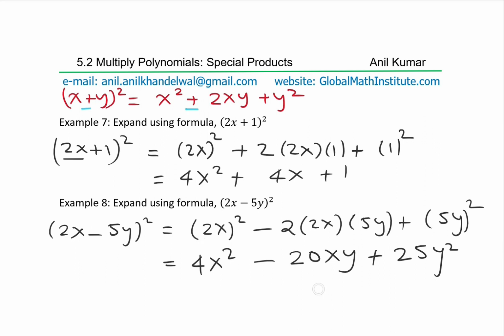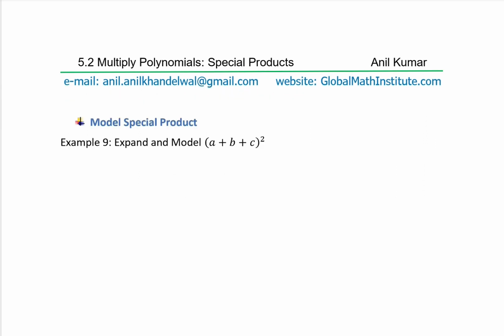So I hope you got the same answer. Let's move on and see another example. This time we are going to multiply a plus b plus c by itself, and that is the square of this. One way is to model the situation and the other way is to just expand and multiply. Let's do it with expansion first.